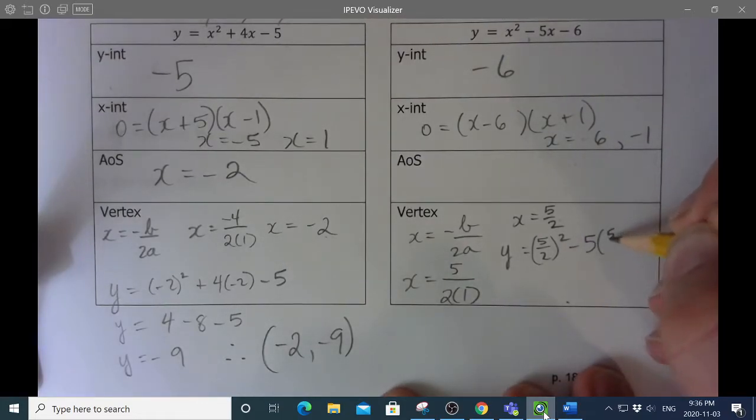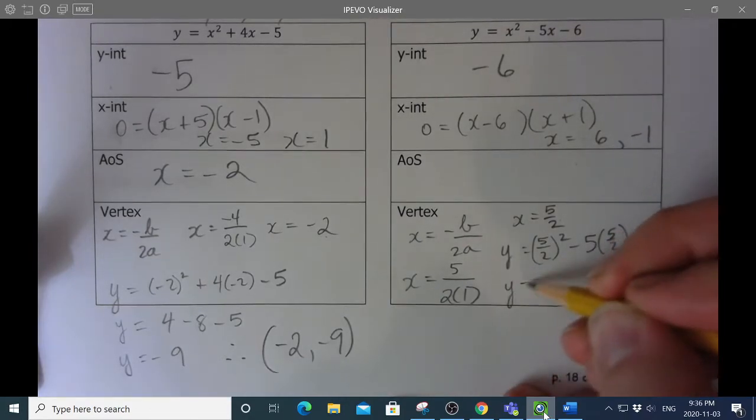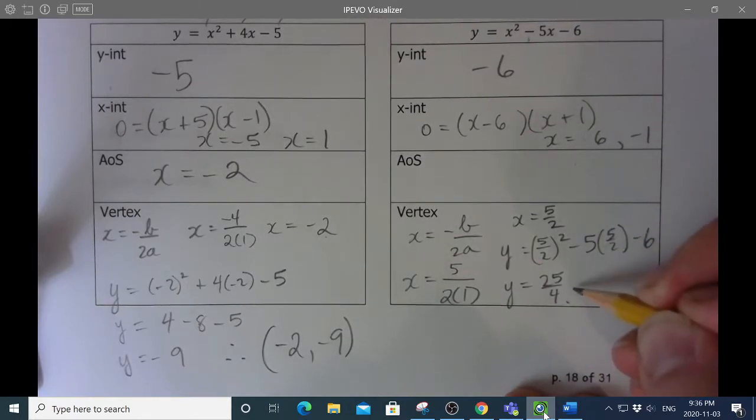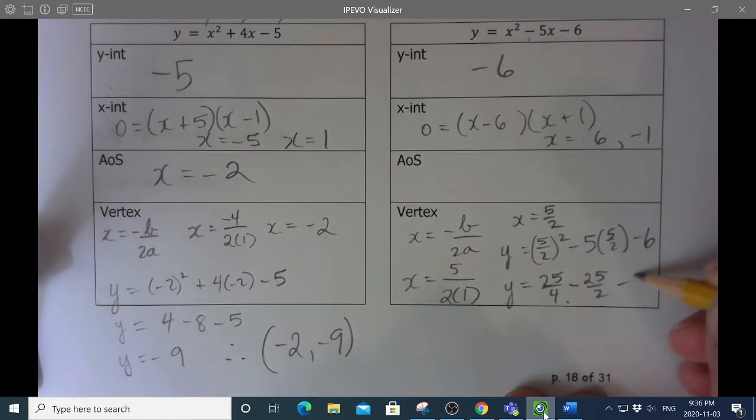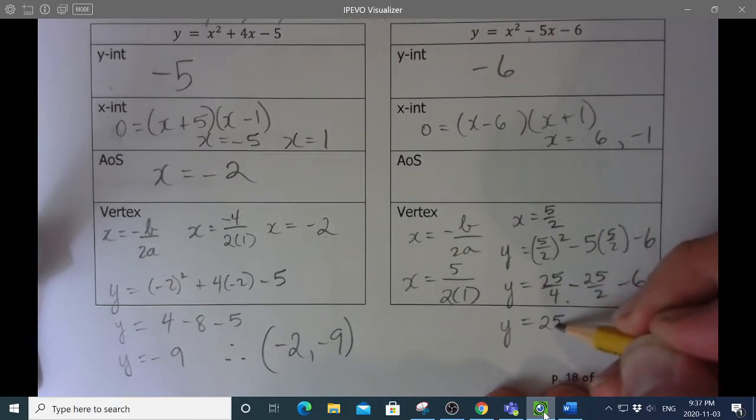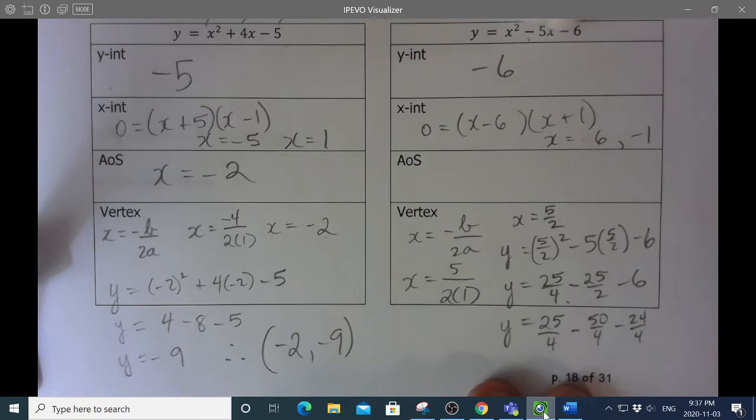-5 times 5 halves. -6. Okay. Fraction time. If I square 5 halves, I get 25 fourths. 5 times 5 is 25 halves. -6. A little bit of common denominator here would be 4. So 25 fourths minus 50 fourths minus 24 fourths. 25 minus 50 is negative 25. Negative 25 minus 24 is negative 49 fourths. At least I think that's what it is.